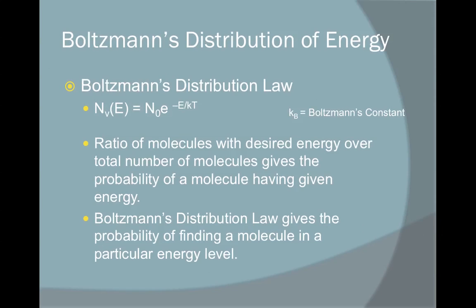We know that molecules and atoms can only occupy certain levels of energy, and so Boltzmann's distribution of energy shows the probability of finding a molecule in a particular energy level. The equation says that the probability of finding a molecule varies exponentially as negative E over Boltzmann's constant times temperature.